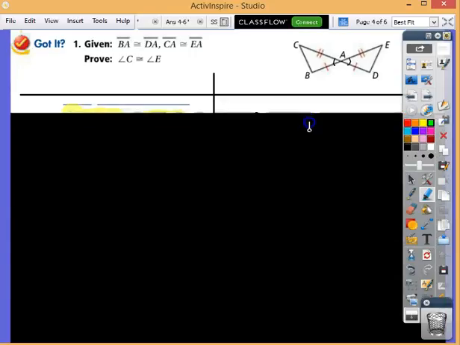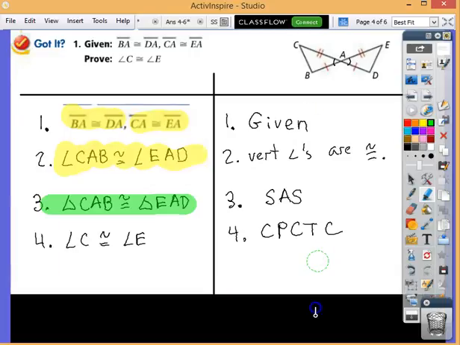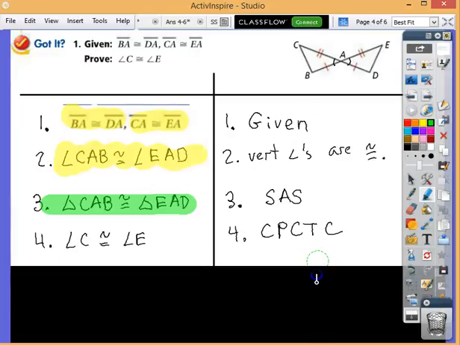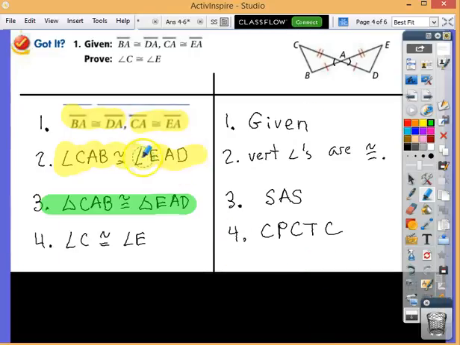So I don't get why they put angle CAB, and then the next one they put triangle CAB. Well, first I'm claiming that the angles are congruent, and you need to know that the angles are congruent before you can say the triangles are congruent. Does that make sense? So I had to have three pieces of information. This was the third piece.